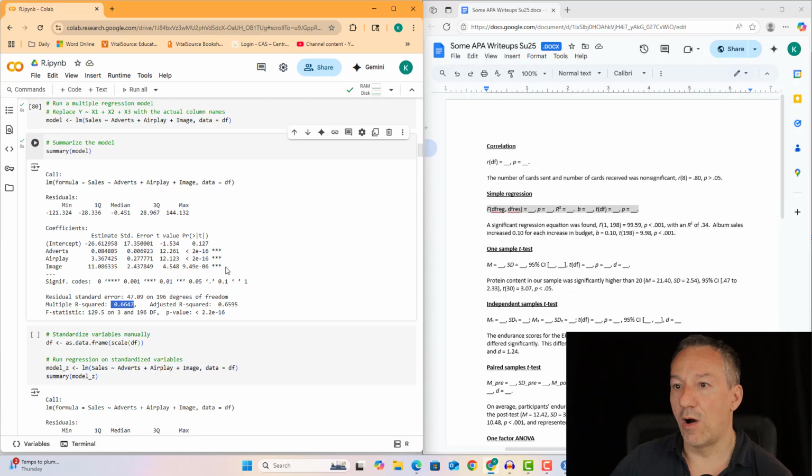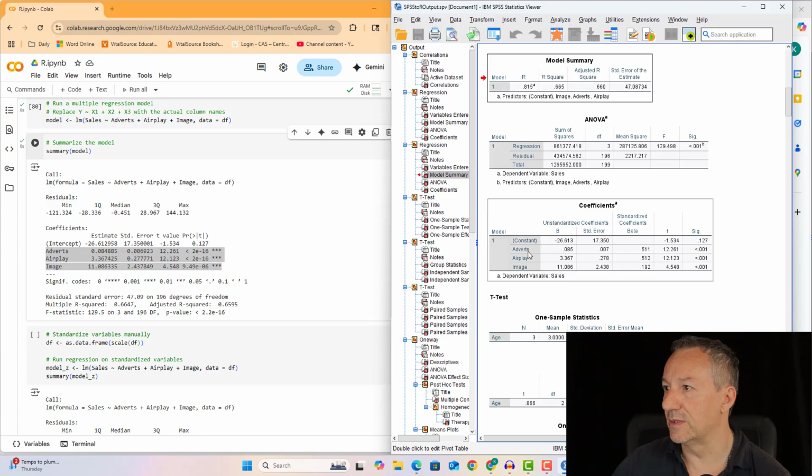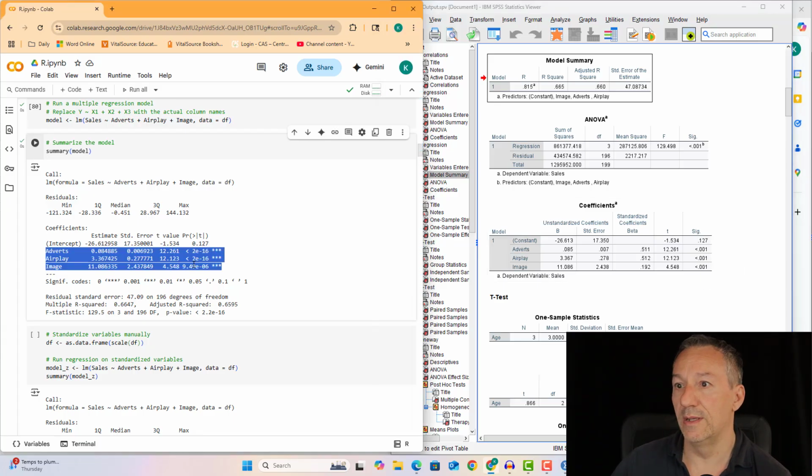That's our R squared. On our coefficients in SPSS, this is what those looked like right here. So as adverts goes up by 1, sales went up by 0.085. As airplay goes up by 1, sales goes up by 3.3. Image, as it goes up by 1, sales go up by 11.09. All of these are significant, so there's our t values for each one of those. Significant, all p less than 0.001.